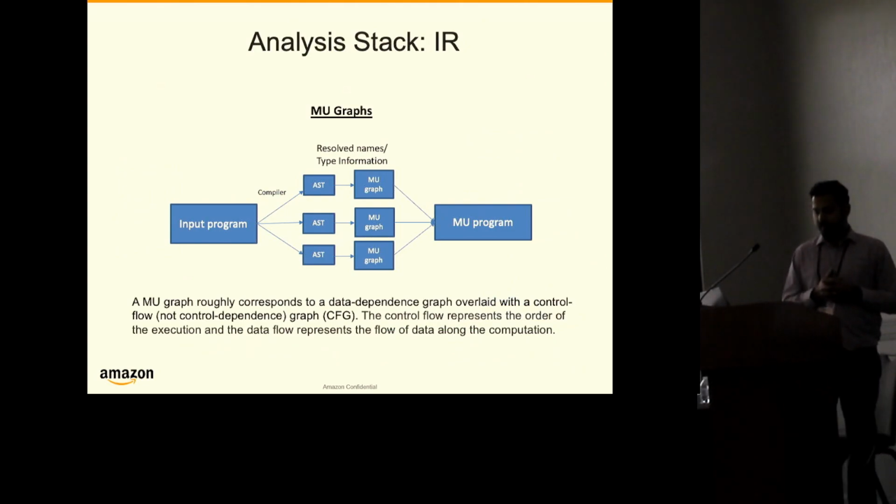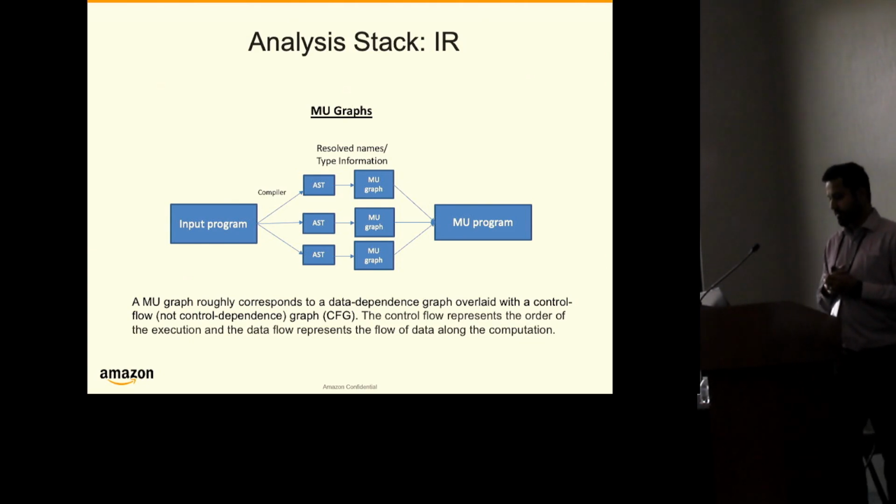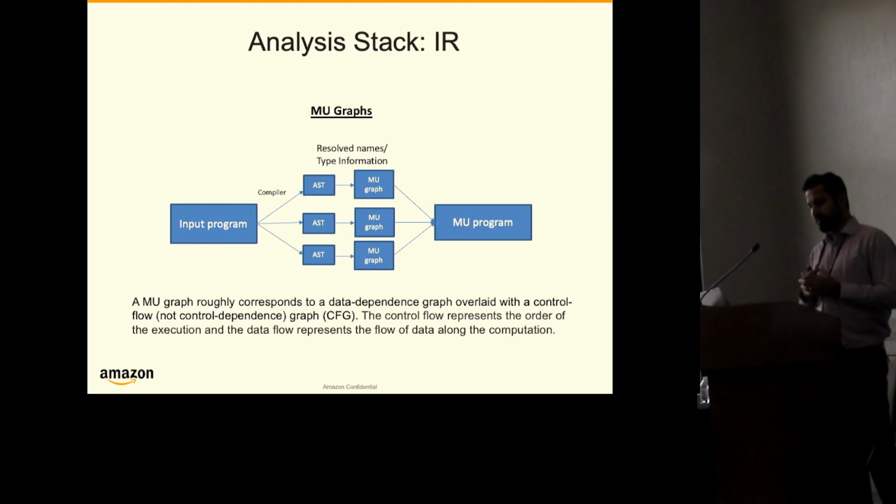Let me talk briefly about the analysis stack. I talked about MU, which is the intermediate representation, which we call internally MU graphs. Given an input program, from the compiler we get the ASTs, and we construct the MU graph by resolving names and type information. Each of these MU graphs constitutes an MU program. At a high level, you can say an MU graph roughly corresponds to a data dependence graph overlaid with control flow, and not a control dependence graph. The control flow here represents the order of execution, and the data flow represents the flow of data along the computation.